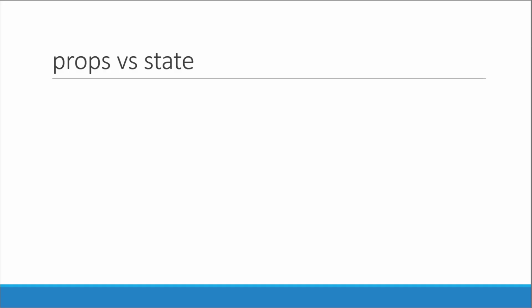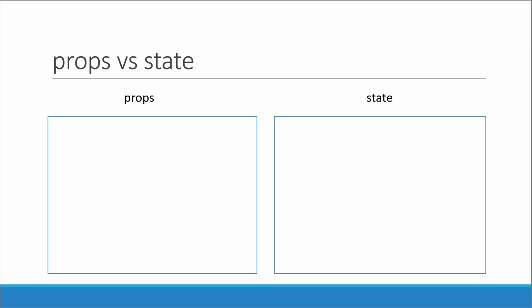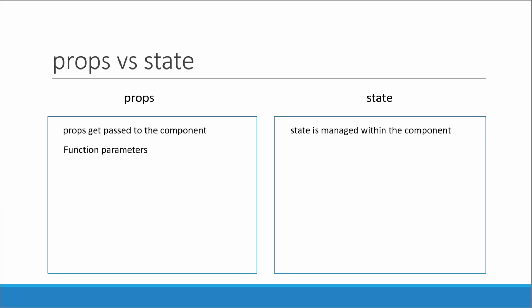Let's take a look at the comparison. The first one is that props get passed to the component whereas state is managed within the component. Analogy for this would be function parameters against variables declared within the function body. Because a parent usually passes down the props to the child component, props are immutable. The parent owns the props and they cannot be changed by the children components.